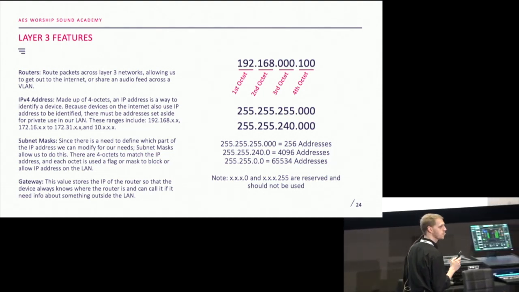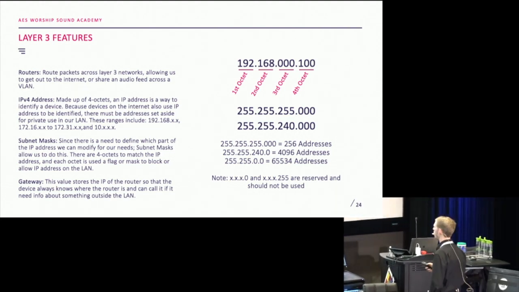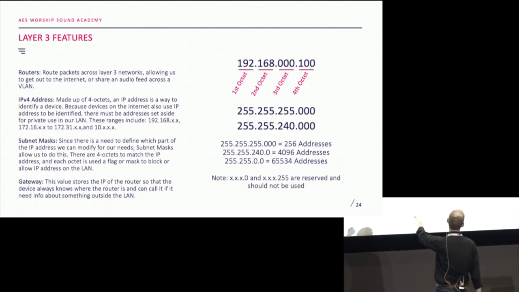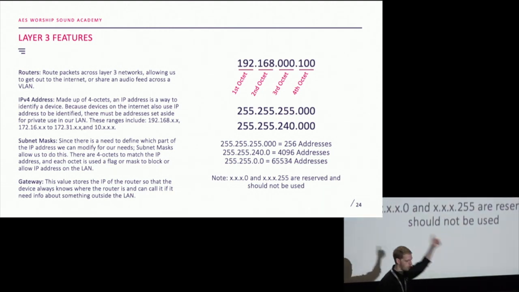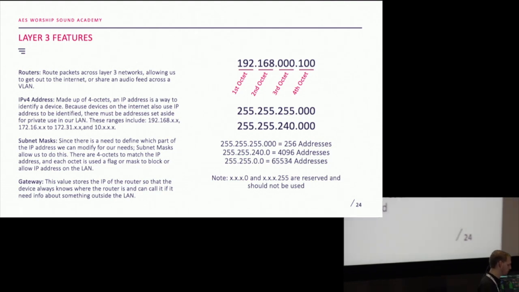So where do you get how many addresses you get out of the IP? Perfect. I have this note down here: 0 and 255 are reserved, right? Which means that you can use 1 through 254.